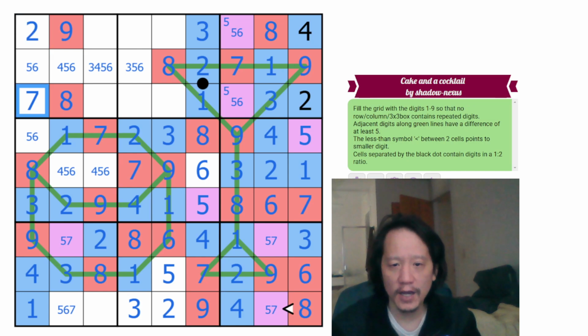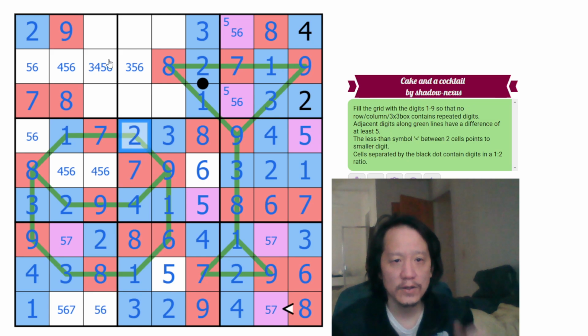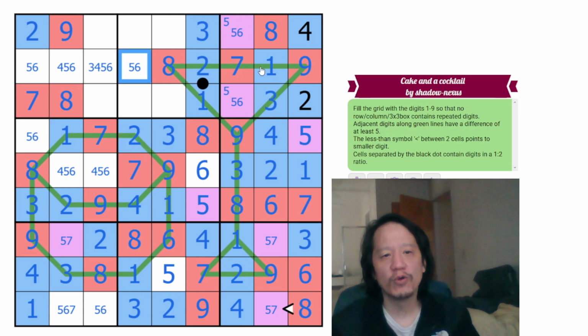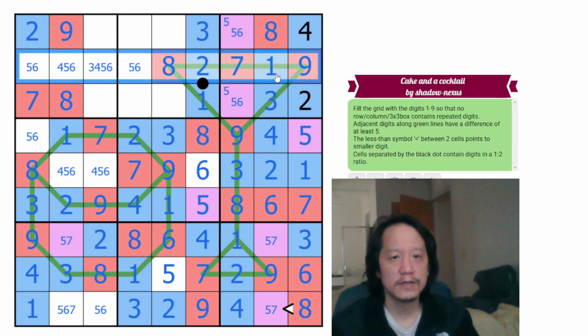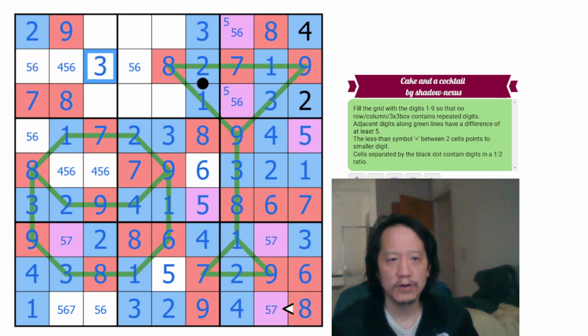Now we know this is high. We know this is low. These are low. This can't be 7, so this is 5 or 6. This can't be 3 anymore. Where is the 3 in row 2? It can only be here now. Where's the 4 in row 2? It can only be here now.